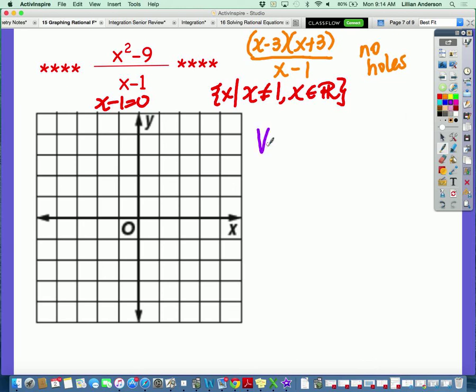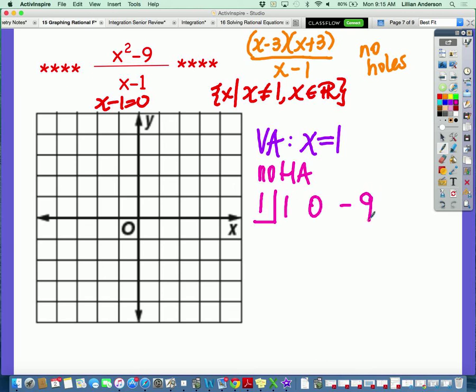Where's my vertical asymptote? Anybody? X equals 1. Horizontal asymptote. I don't have one because my numerator is bigger than my denominator, so it's a slant. How do I find it? What goes in the backwards L? 1. It's always the opposite of the denominator. What goes to the right of it? 1, 0. If nothing cancels out, if there are no holes, you use the original. Okay?